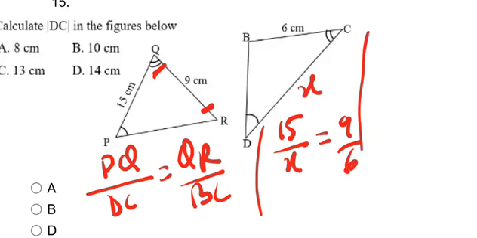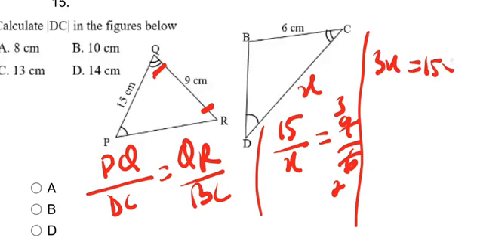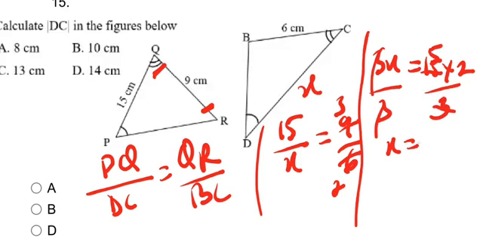So 9 over 6 simplifies to 3 over 2. When we cross multiply, we have 3 times x equals 15 times 2. So divide both sides by 3, and we have x equals 5 times 2, that means x is equal to 10 centimeters, which is this option here. I hope this is clear.